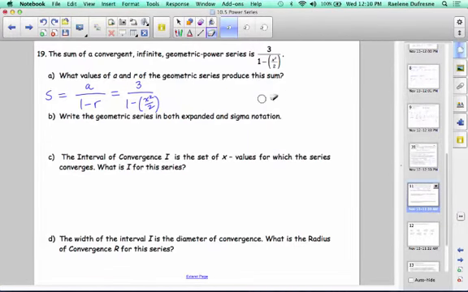write this out a bit differently. A is equal to 3, and r is equal to x squared over 2. But let's be really clear, if we have a power series, then we have coefficients C0, C1, C2, C3, etc.